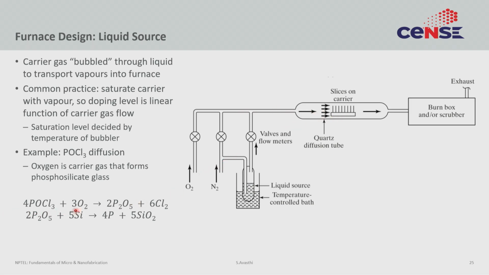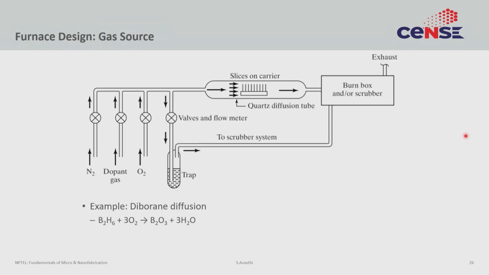There POCl3 reacts with oxygen, forming phosphorus oxide, and that phosphorus oxide reacts with silicon to form phosphosilicate glass, and that phosphosilicate glass has the phosphorus that gives you the doping, right. So, this is very commonly used, but once again you are forming things that are dangerous, you are forming chlorine, you are forming phosphorus oxides. In general, you want to have a scrubber and a burn box to capture those before you release it into the atmosphere.